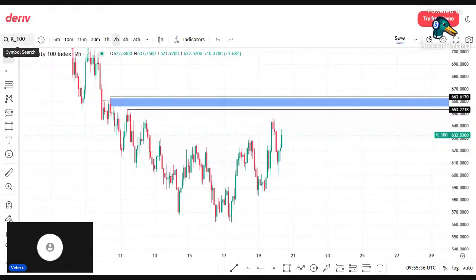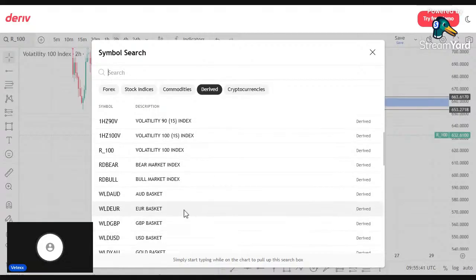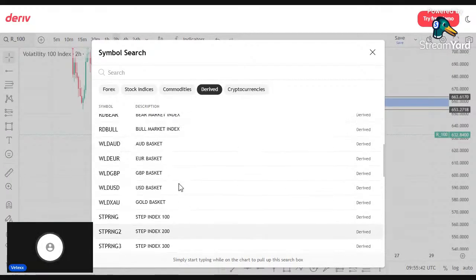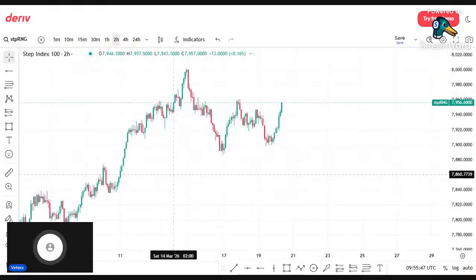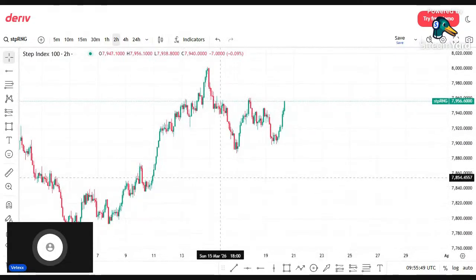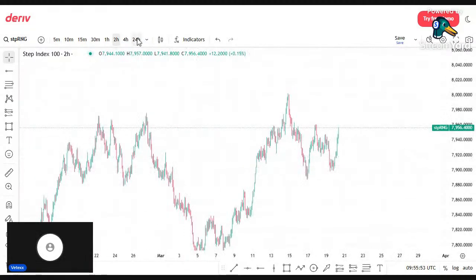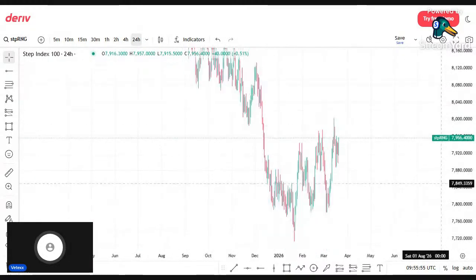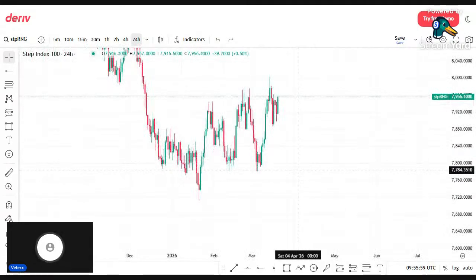So what do we have next? So we move on to step indices. Our time is almost up. So we start from step indices, step index one. So from step index one, what do we have on step index one? From the 24-hour time frame, price has just been bullish. There is no direction. We don't have our valid setup at the moment.